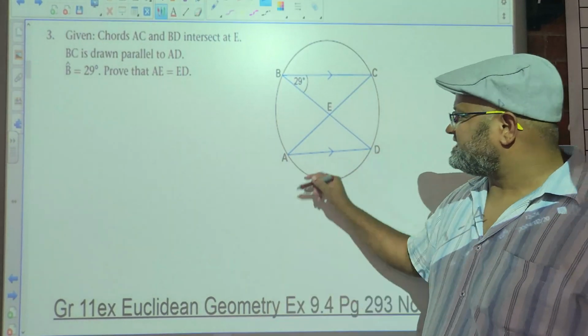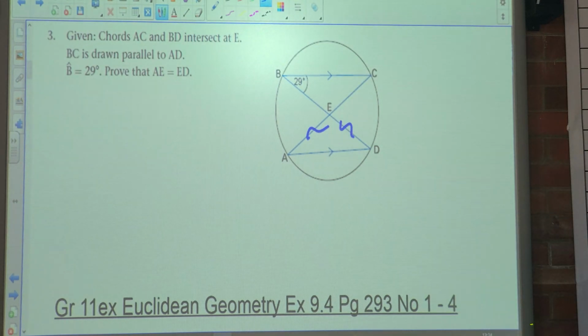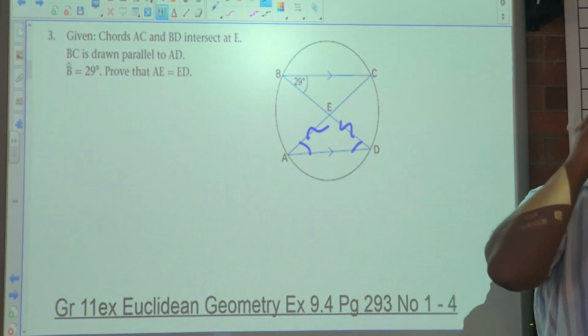People, if these lengths were equal, what can you conclude? That angle A is equal to angle D. If it was given equal.